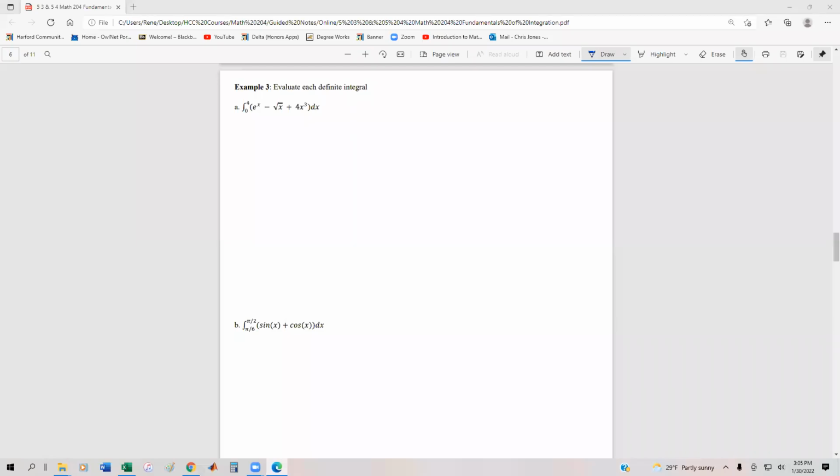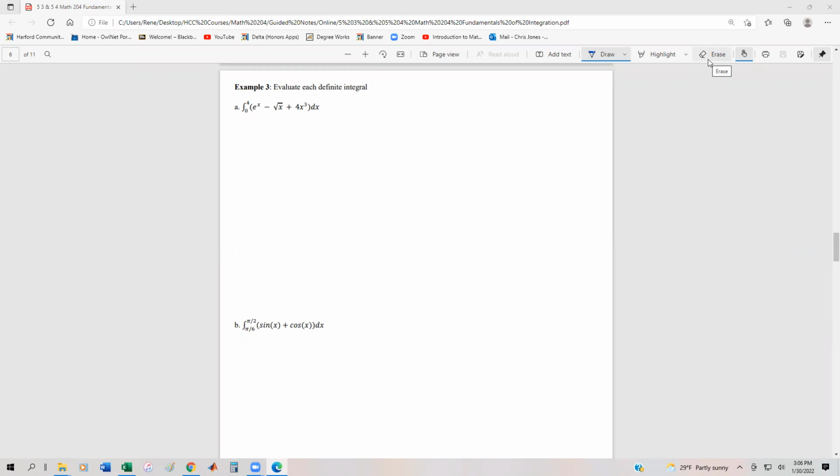We're going to take a look at some examples of using the fundamental theorem of calculus to evaluate definite integrals. Remember, definite integrals represent the areas bound by a function and the x-axis. So we have this function, e to the x minus root x plus 4x cubed from 0 to 4, and we're trying to figure out the value of this integral.